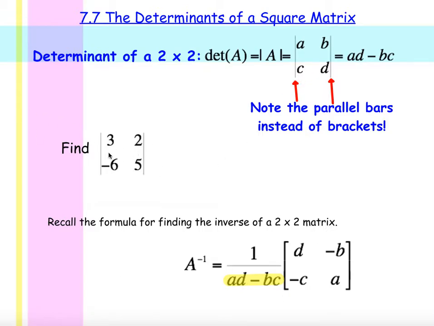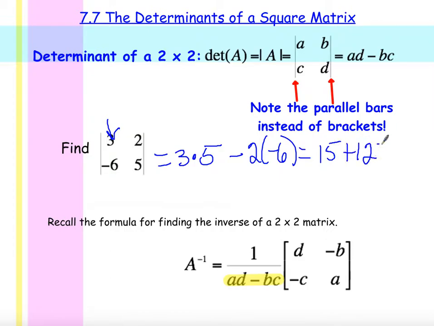So for example, we would like to find the determinant of this matrix. So that's what these parallel bars mean. So we're just going to write the product of the main diagonal. You always start right here. 3 times 5 minus 2 times negative 6. So we have 15 plus 12, which is equal to 27.